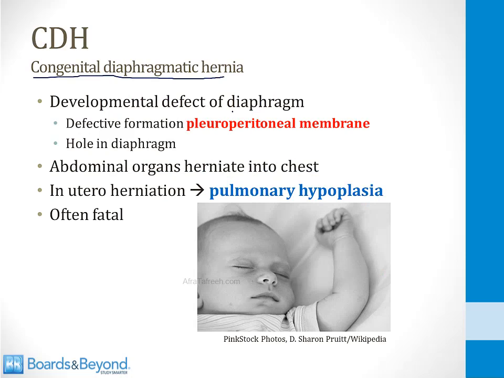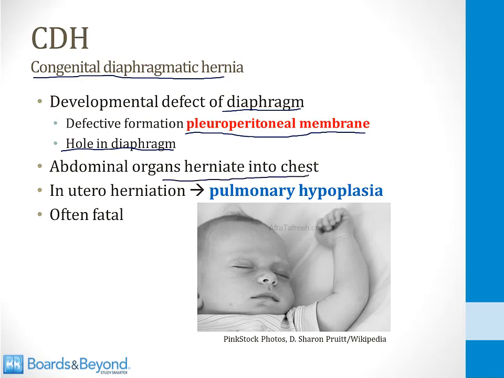This is a developmental defect of the diaphragm. This occurs when there is in utero defective formation of something called the pleuroperitoneal membrane. This is a membrane that is supposed to seal so that you have a normal and complete diaphragm. If it doesn't form properly, there will be a hole in the diaphragm and abdominal organs will herniate into the chest. This is different from a hiatal hernia.